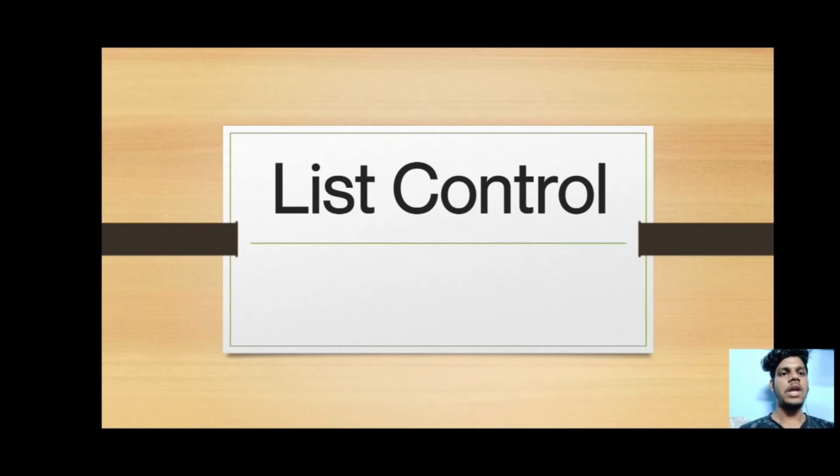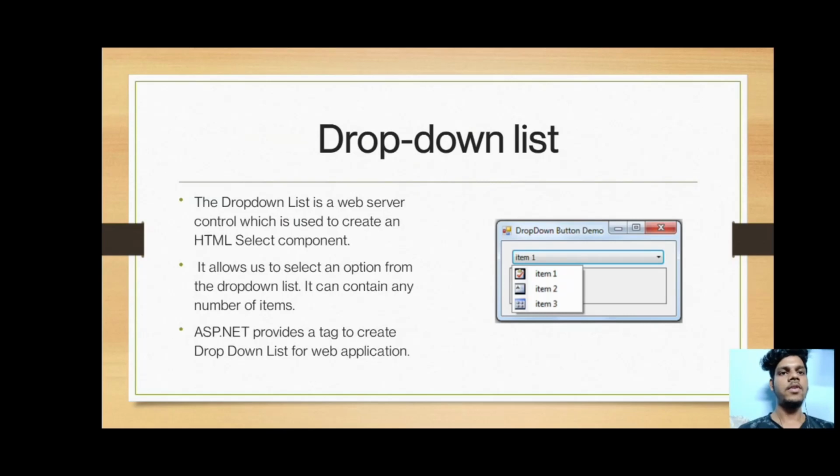So there are several types of list control. Let's see first what is meant by drop-down list. The drop-down list is a web server control which is used to create an HTML select component. Basically, it allows the user to select a single value from multiple values in a given list, and it can contain any number of items. ASP.NET provides a tag to create a drop-down list for web applications.